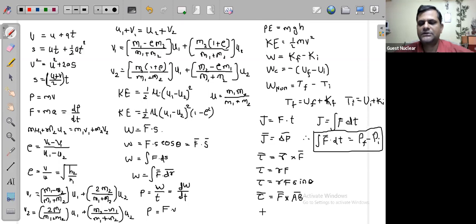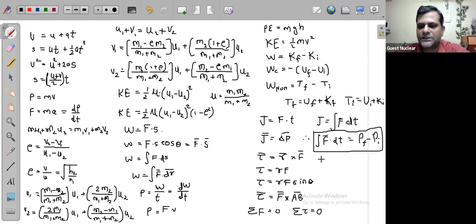And then we have the conditions of equilibrium. The condition of linear equilibrium, or translational equilibrium, is that the summation of all the forces acting on the body must be equal to 0. And the condition of rotational equilibrium is that the summation of all the torques acting on a body must be 0. These are the two conditions of equilibrium.